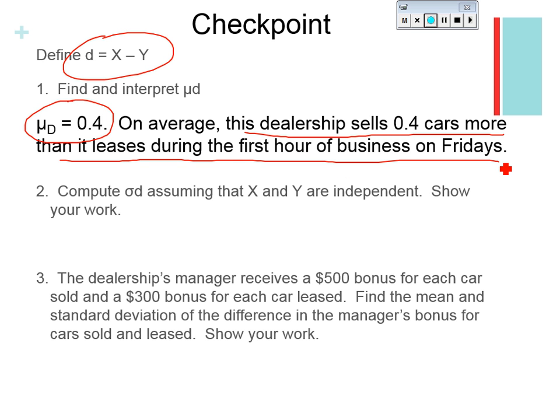business on Fridays. Number 2 says to compute the standard deviation, assuming that X and Y are independent, because remember, if we're talking standard deviation, then we must know that the variables are independent.